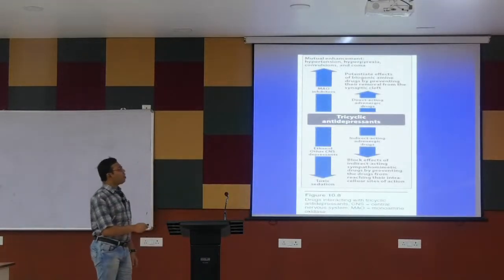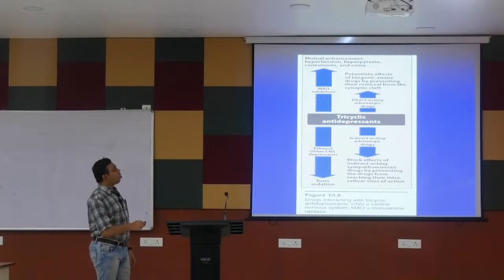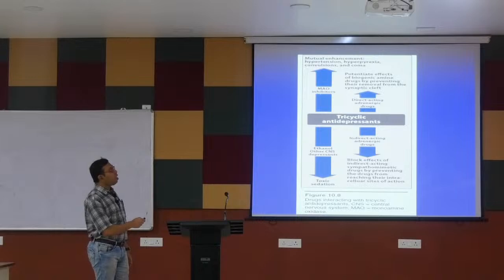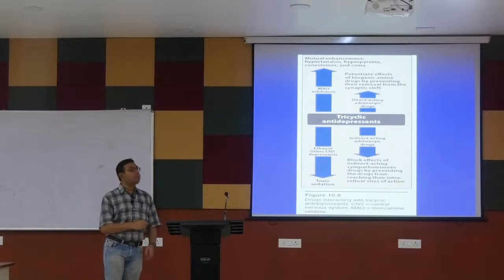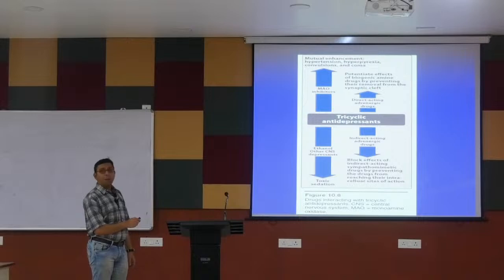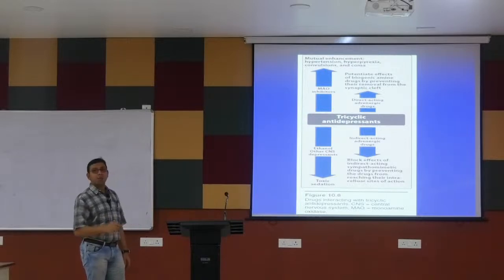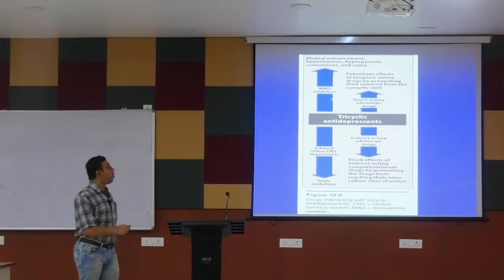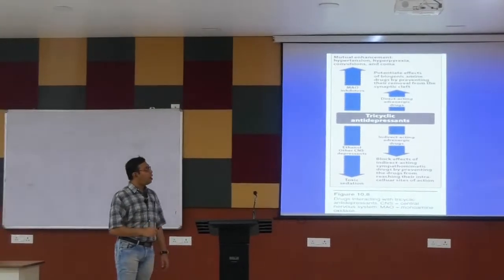So, you can see the tricyclic antidepressant drug. Mutual enhancement of their effects can happen when we are using some other monoamine oxidase inhibitor. You can see there is enhancement of their effect. So, there may be hypertension, hypertensive crisis, hyperpyrexia, very high temperature of the body, convulsion and coma can happen.